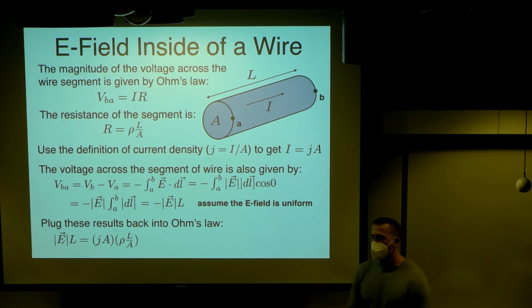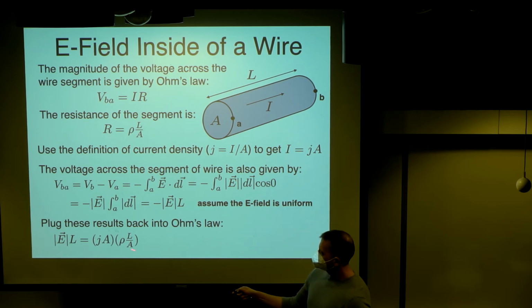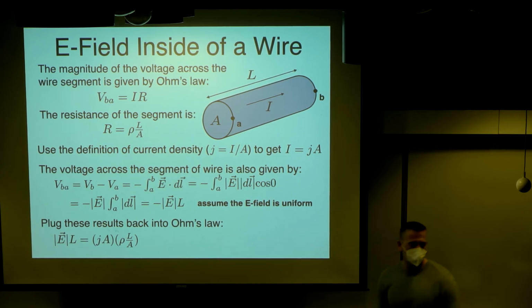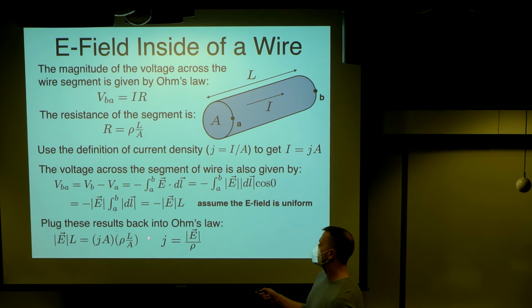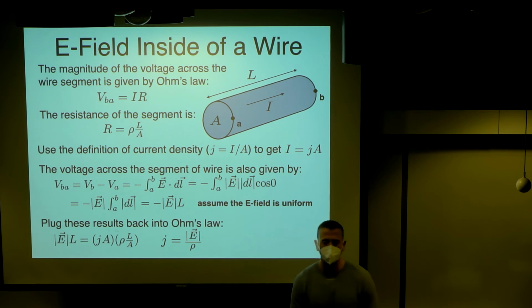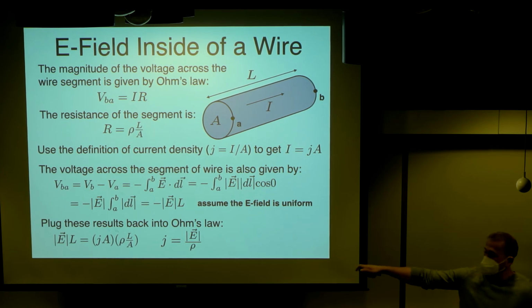Okay, this can be simplified a bit, can't it? How so? Drop out the A's, drop out the L's. We actually have a very nice relationship here between current density and the E field. This says that the current density J is just the E field divided by rho. It's the E field divided by the resistivity of the material. So yeah, if you have current in a wire, it's quite easy to figure out what the E field in the wire must be to drive that current in the first place, okay? You just need to know the resistivity of the material.